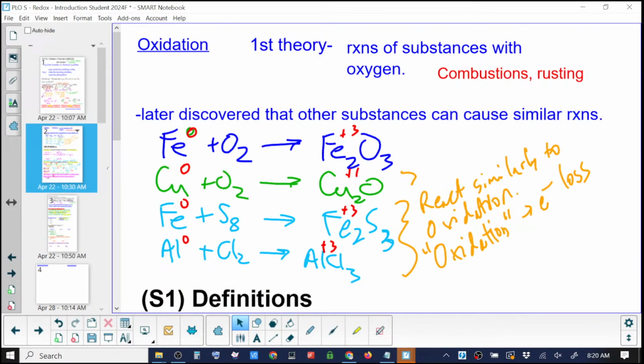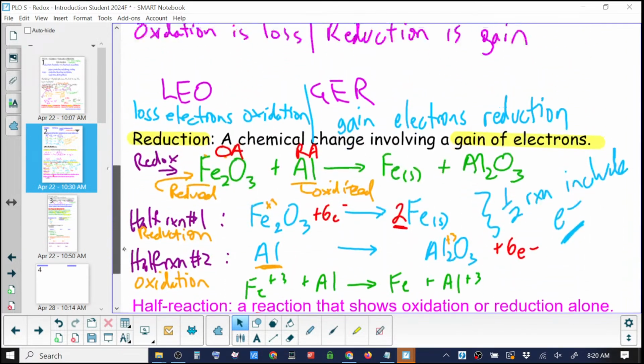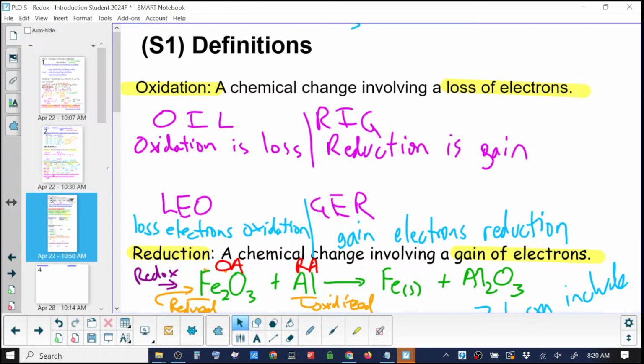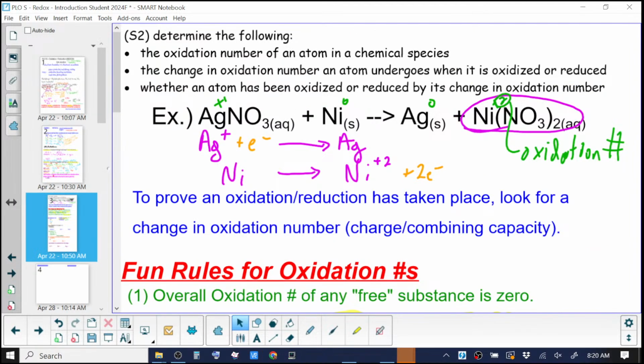Let me give you a little assignment in that to help keep it clear. Those are the mnemonics. I like LEO the lion goes grr: loss of electrons oxidation, gain of electrons reduction. And it turns out because they're losing and gaining electrons, we need to know what these charges are.